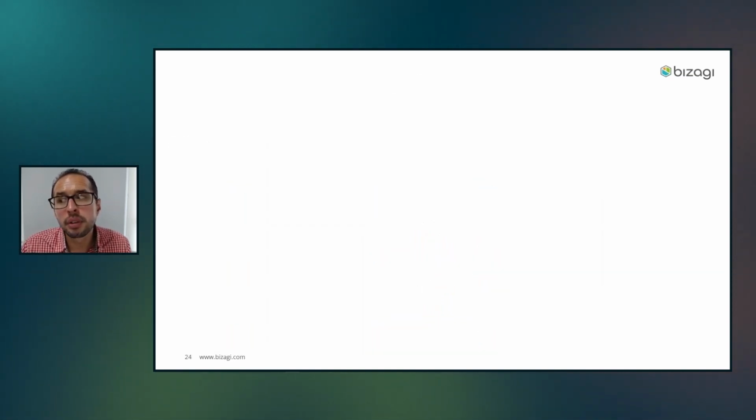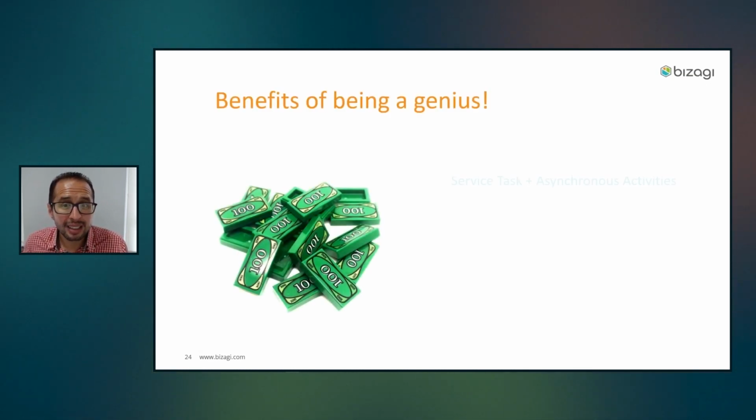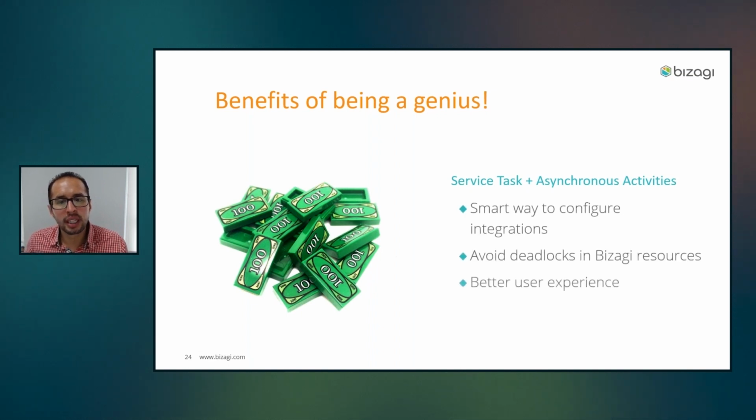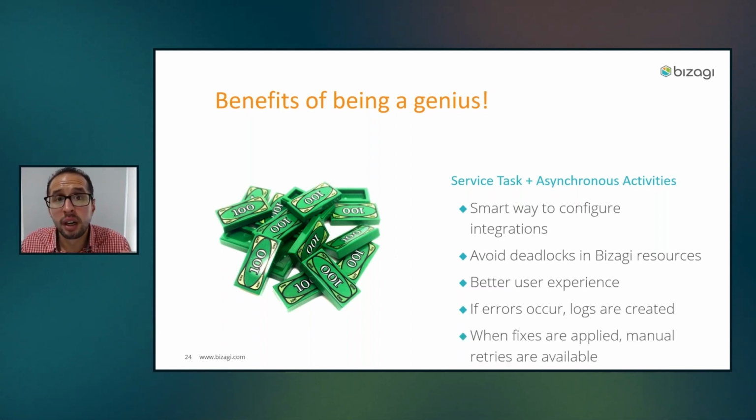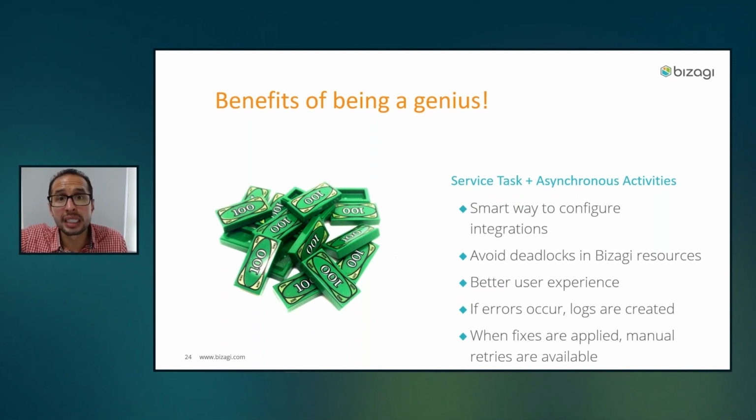Now, if you are able to master this, choose your friends wisely and be a genius in the configuration, then being a genius brings a lot of benefits for us. One of the things we are going to have is a smarter way to invoke external systems. We will be able to have timeouts and retries. We don't require any human intervention to do those retries at the beginning.